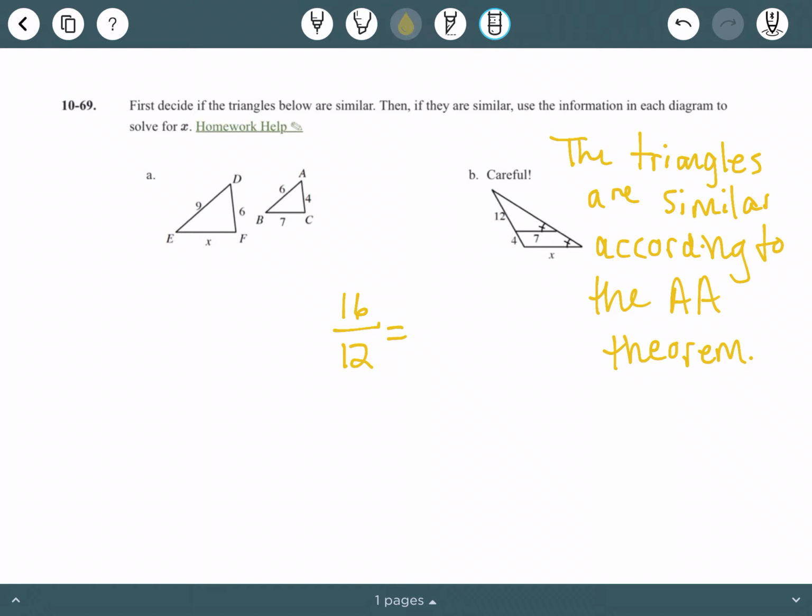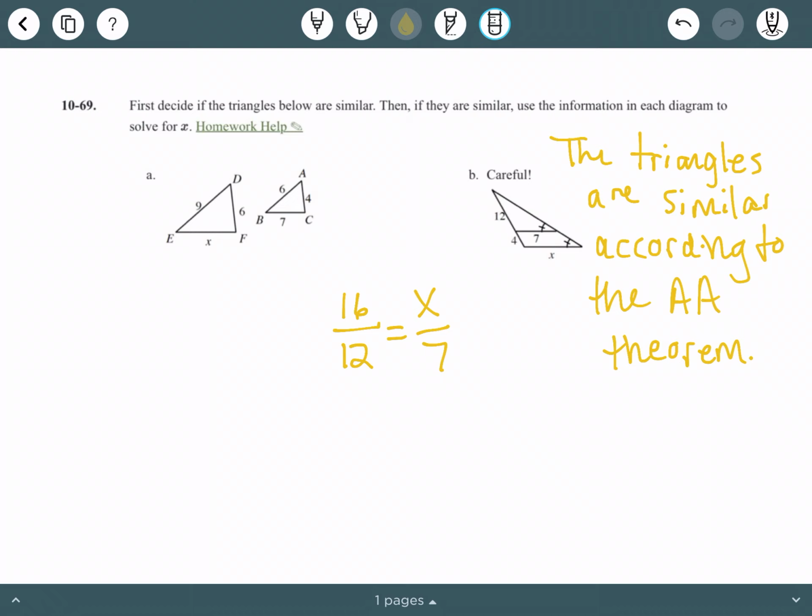let's find our other set of corresponding sides here. So it's going to be equal to, oops, we want to do the larger side over the smaller side again. So it's going to be equal to x over 7. All right, so now we have our proportion set up.